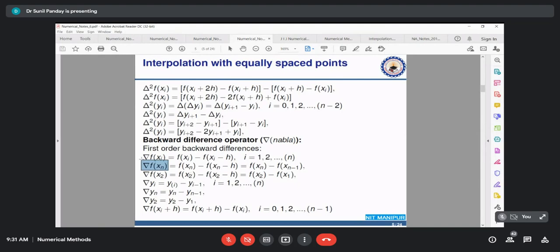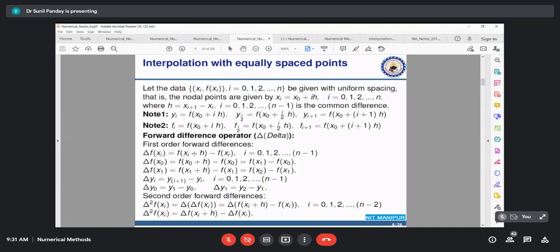You can see here, when I am defining this forward difference operator, delta of f of xi is f of xi plus h minus f of xi. So if I write n here instead of i, I cannot calculate it. I am not able to get the value of delta of f of xn, because delta of f of xn means xn plus h, and I don't have a value beyond xn. So I can calculate the forward difference values for f of x only up to n minus 1.